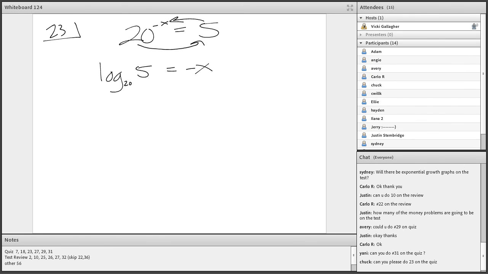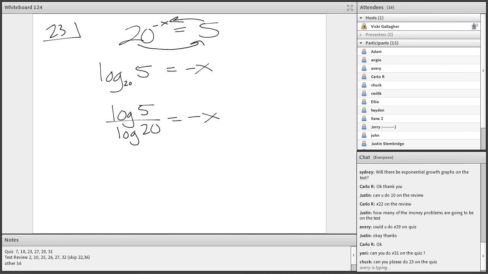I'm going to do a little change of base. Log of 5 over log of 20 equals negative x. Now again, on tomorrow's test, we want only the calculator ready format. There, I don't believe, will be any decimal answers, with the exception of the word problems, like those need decimals.